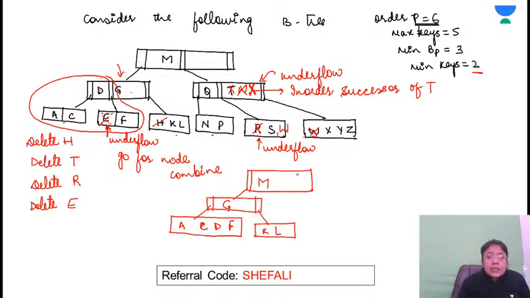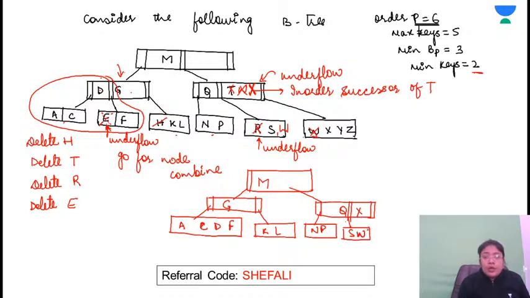The rest of the tree is as it is here, pointing to Q. And then on the left, here we had X also. This is pointing to N and P. This is having S and W. This is having, X is already shifted. So here we are having Y and Z.